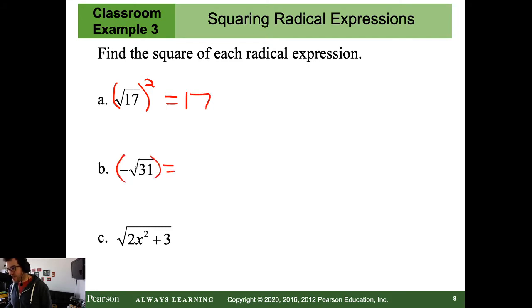This one then, I think they want you to do that. So I think that's going to be a positive 31. I don't know. Sure, we'll go with that. And then this one is just going to get rid of the radical, leaving 2x squared plus 3. Sorry about the confusion on B.